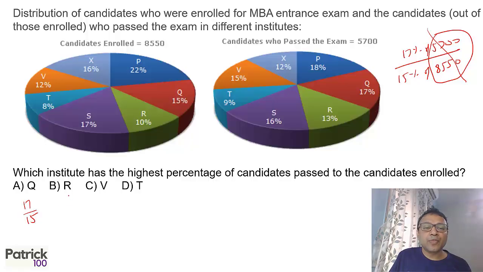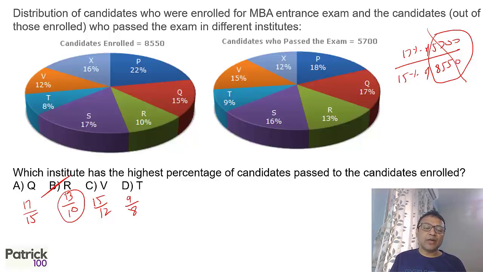17 upon 15. For R it is 13 upon 10. For V it is 15 upon 12, and for T it is 9 upon 8. So you realize that 13 upon 10 is the maximum. So the highest is R. Among the four, 13 upon 10 will be the maximum value. So R will be the highest percentage passed.